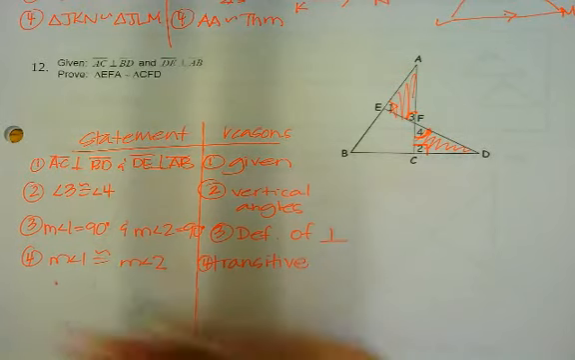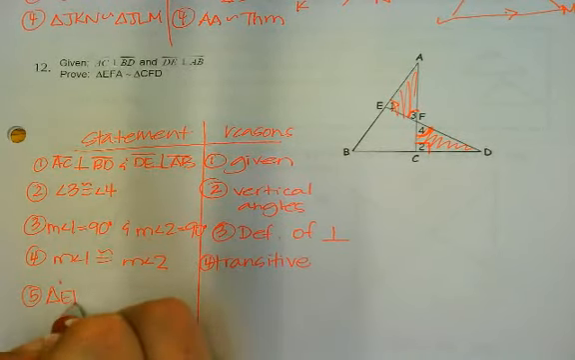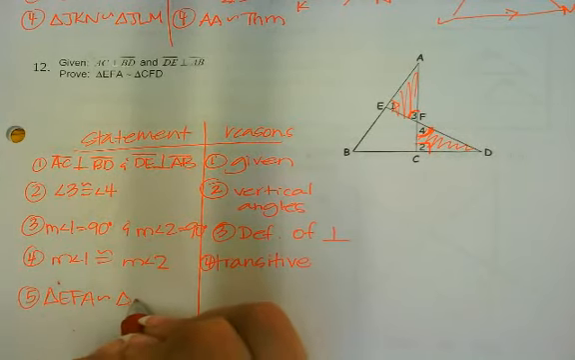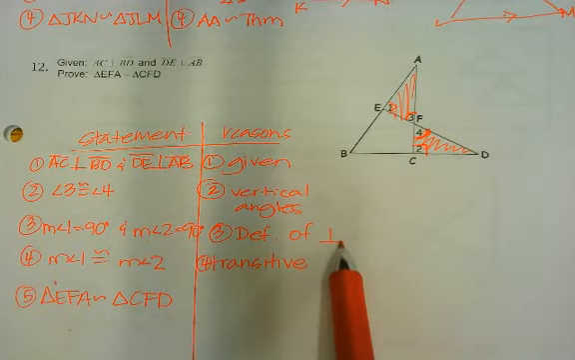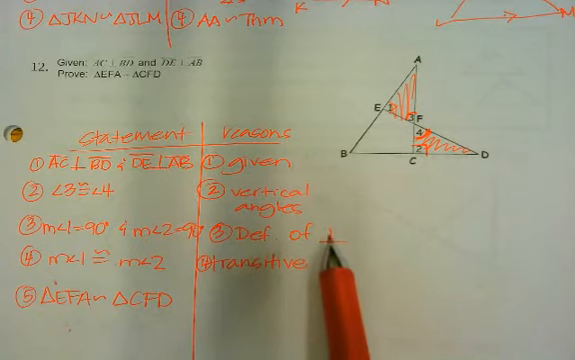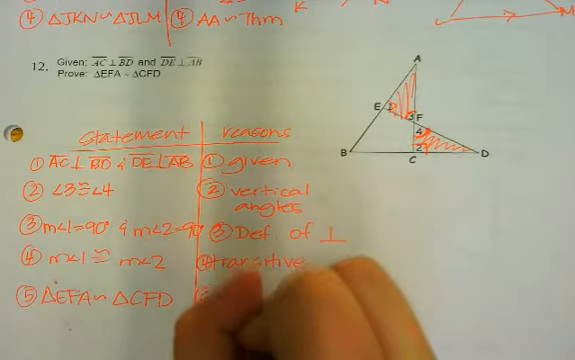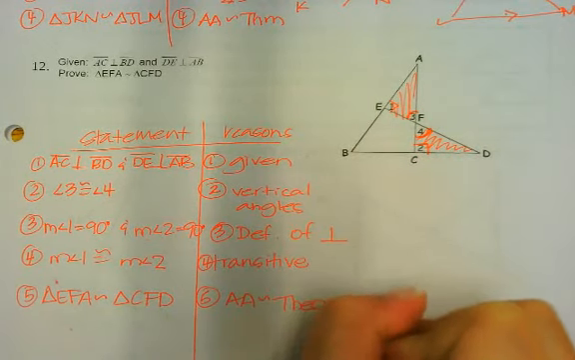For step 4, could you justify with definition of right angle? No, not really, because that's kind of what you did in number 3. Definition of perpendicular creates right angles. And you're done. You have 2 proofs that you just need to be familiar with.